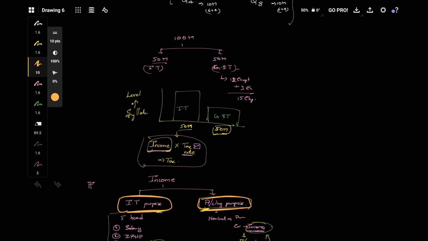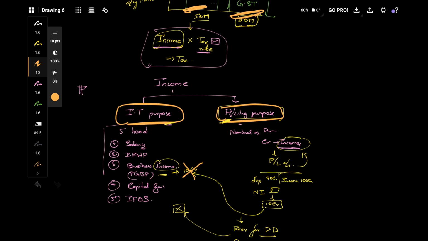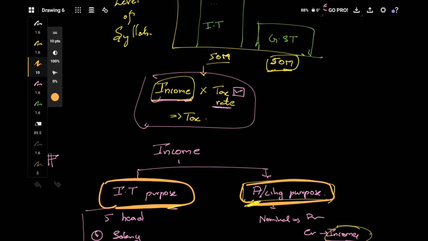Our income tax syllabus is double the GST syllabus. And in case of income tax, what do we do? To compute the tax payable, we have to take the income and multiply it with the tax rate. Then we'll get our tax amount, the tax liability payable to the government. So here the problem arises in case of income. How do we compute this income? This is the biggest question. That is what we are going to learn in this subject. Our whole subject is regarding that.